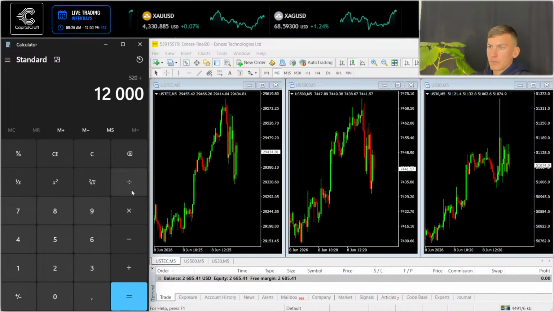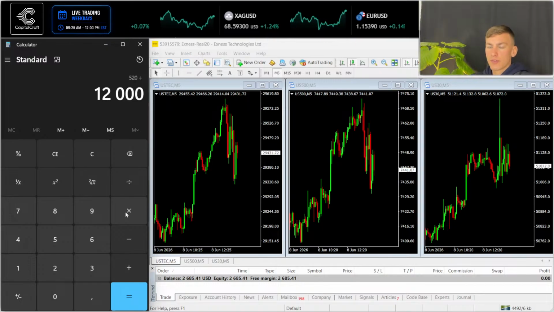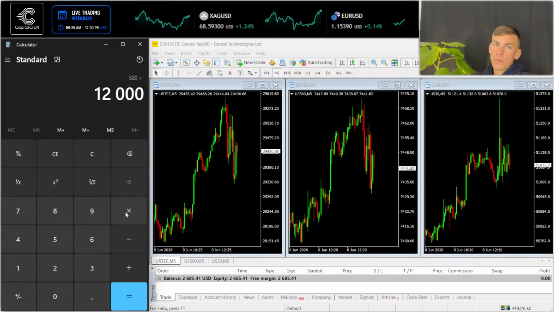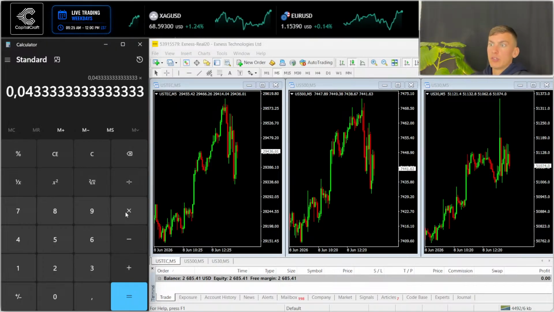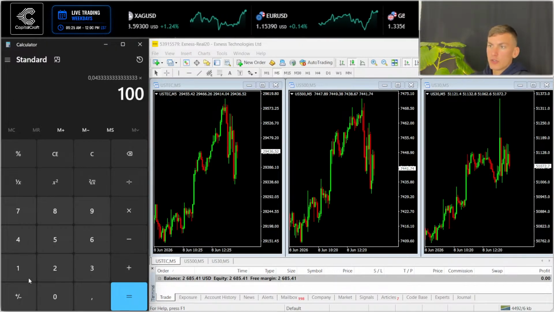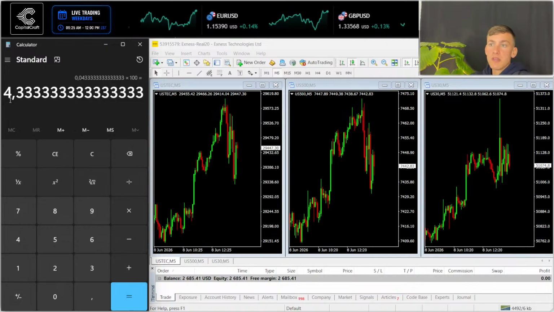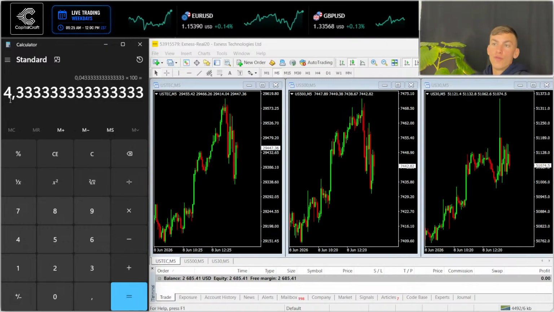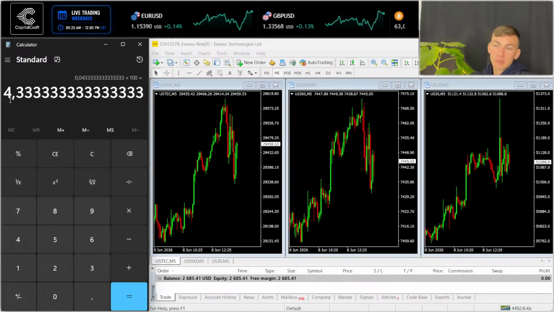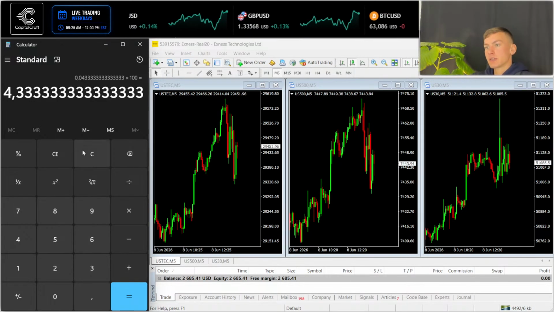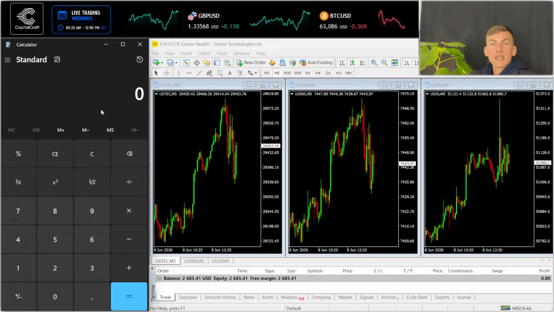520 divided by the distance from my stop loss to entry, which comes in at 12,000 pipettes or 120 pips, points, whatever you want to call it, times 100. So my lot size or volume would be 4.3 lots or 4.3 contracts, rounded down to 4 contracts. That's pretty much how we calculate what lot size or volume we are going to be using in these specific charts. And stay tuned for that.